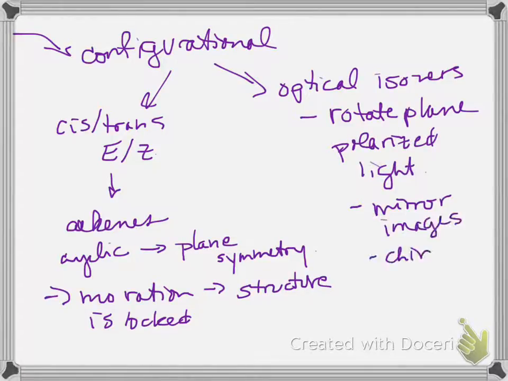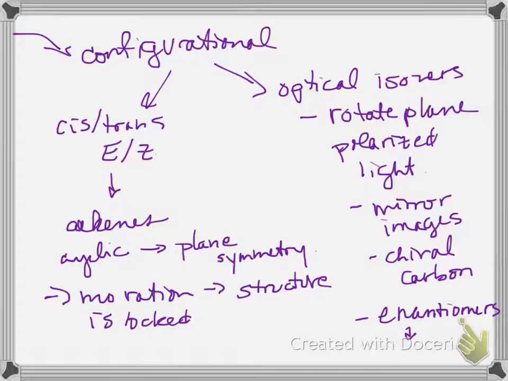Optical isomers are called optical isomers because they're going to rotate plane polarized light. You should be familiar with how that works, right? It should be in your notes. Optical isomers are mirror images of each other, and they have what's known as a chiral carbon. That's a carbon that has 4 different groups attached to it.